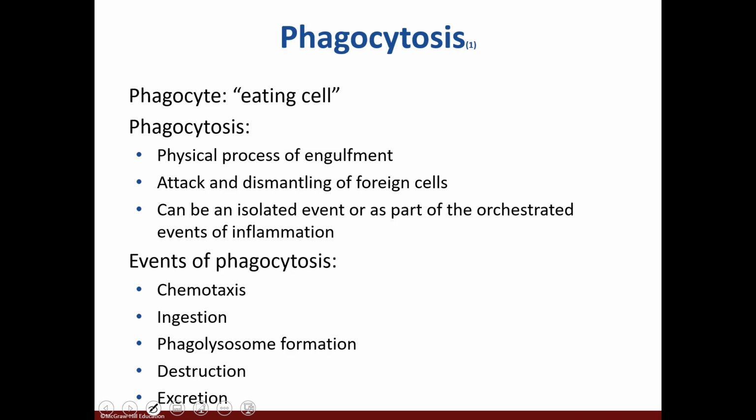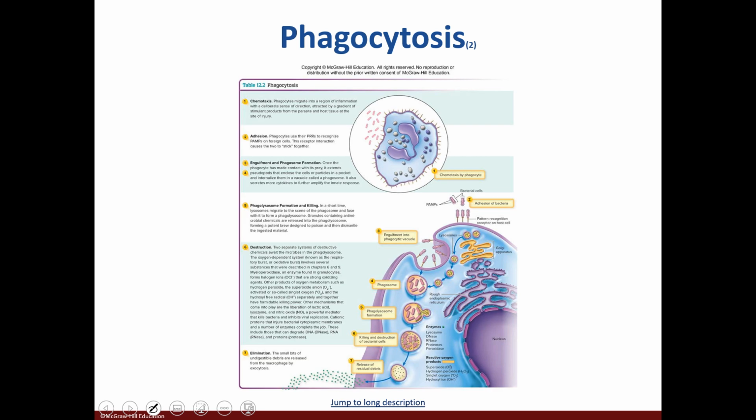Phagocytes eat cells. The process of phagocytosis includes 5 steps, which we will talk about in detail on the next slide. The first step in phagocytosis is chemotaxis. During this stage, the phagocyte moves to the inflammatory site by following a gradient of products released. The second step is adhesion, where phagocytes use pattern recognition receptors to identify PAMPs on the surface of the pathogen. They then adhere to one another.